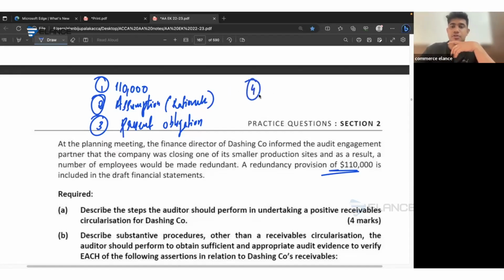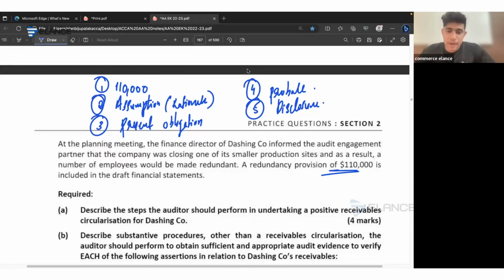Then definitely we need to know whether there will be a probable future cash outflow for the company, because a provision has to be created only if there is a probable future cash outflow. And finally, we need to know whether the company has provided an adequate amount of disclosures relating to the redundancy as well. So these are the things which we need to confirm.